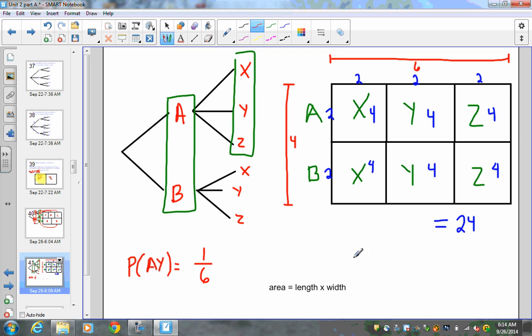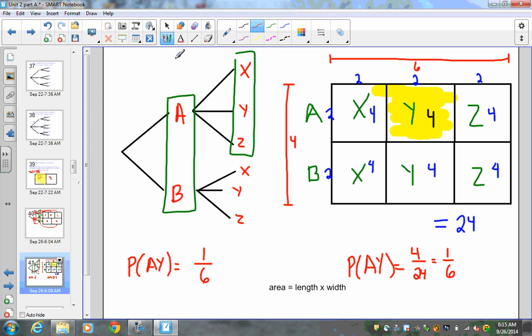Now, going into my area model, what is the probability of AY? Well, I go into my chart and I'm thinking, where is that AY square? Oh, here it is. It's right here, and I'm highlighting for you. So that is a 4, because the square footage of this one square was 4 over a grand total of 24. So 4 over 24, and that reduces down to 1/6. Notice we have a match here.